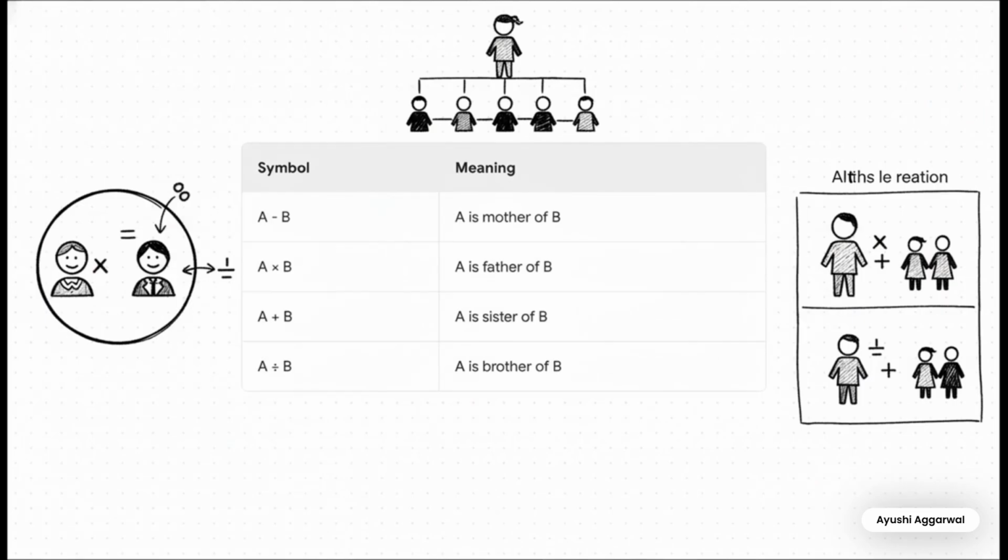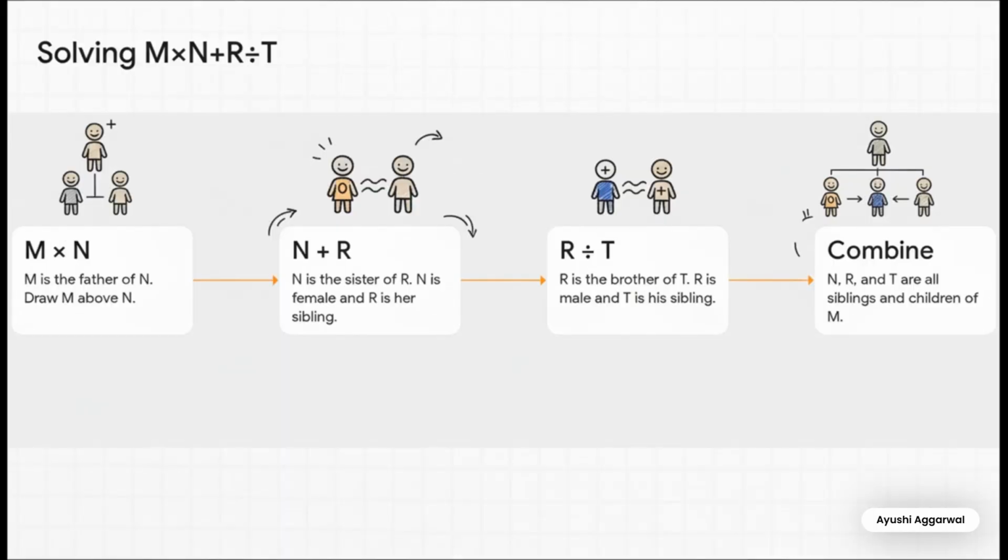Let's create our decoder key. This is a super important step to do in the exam hall. Just make a quick little table. So, according to the question, A times B means A is the father of B. A plus B means A is the sister of B. And A divided by B means A is the brother of B. There. Now they're not just random symbols anymore. They're simple, clear relationships.